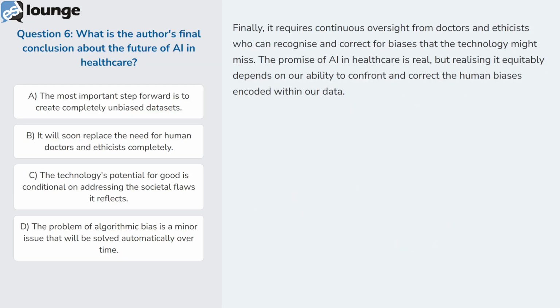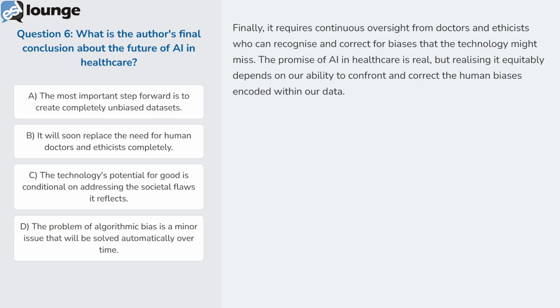Question 6. What is the author's final conclusion about the future of AI in healthcare? A. The most important step forward is to create completely unbiased datasets. B. It will soon replace the need for human doctors and ethicists completely. C. The technology's potential for good is conditional on addressing the societal flaws it reflects. D. The problem of algorithmic bias is a minor issue that will be solved automatically over time.